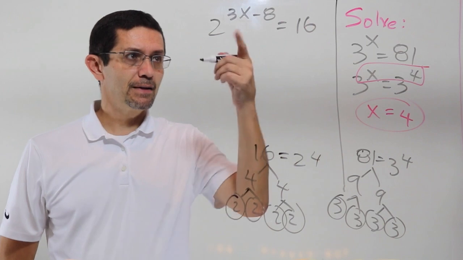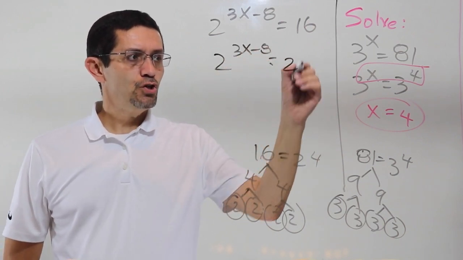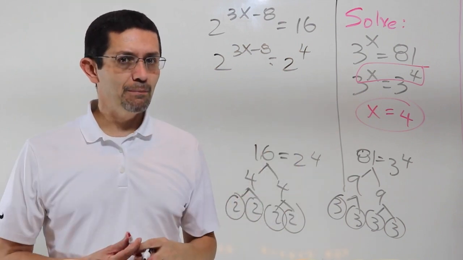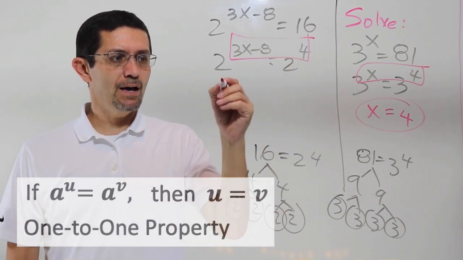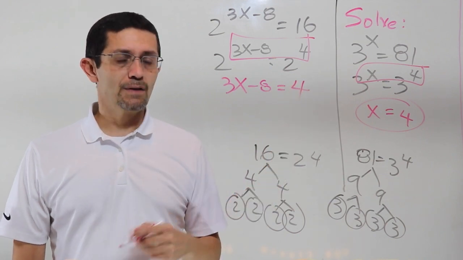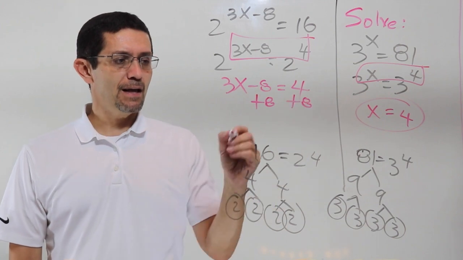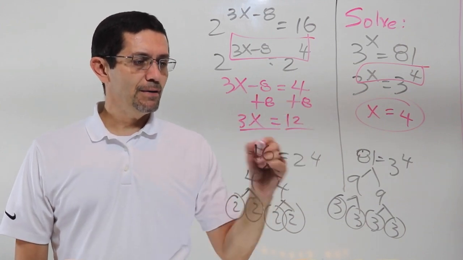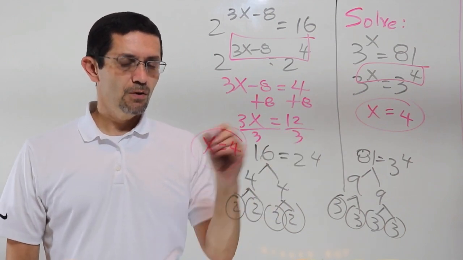I have to replace that. So I have 2 to the 3x minus 8 equals, instead of the 16, I write 2 to the 4th power. And same property. My base is the same, the exponents are the same, therefore I have 3x minus 8 is equal to 4. And from there I solve for x. Plus 8, and I have 3x equals 12, divided by 3. My final answer is x equals 4.